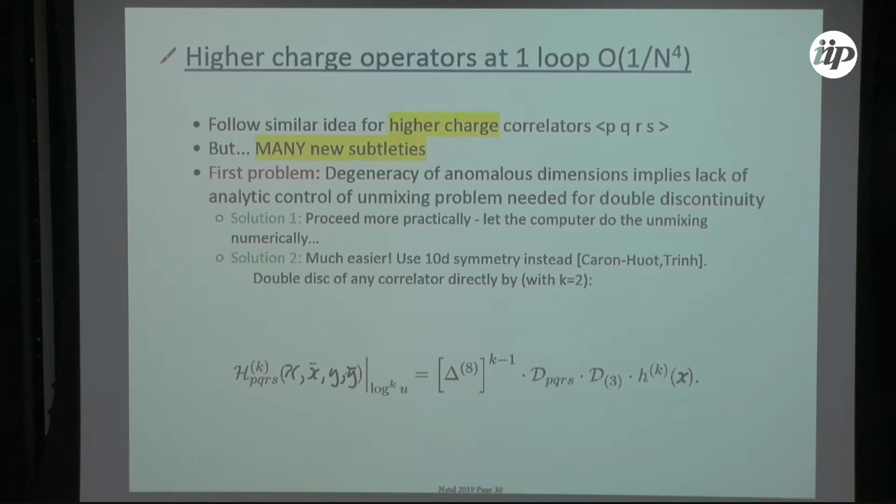So the first problem is this degeneracy I just mentioned, although that doesn't take place until you get to quite high charge. But at some point, I can't follow the same program that I've been doing and getting everything analytically. In particular, the 3-point functions I can't now get analytically because of this degeneracy. The degeneracy means that at the moment there is no answer to the unmixing problem of the degenerate operators.